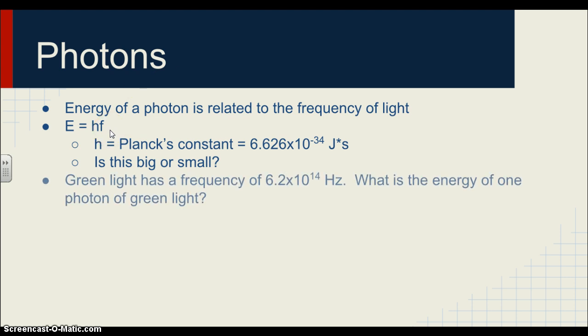So let's try one. Green light has a frequency of 6.2 times 10 to the 14th hertz. What is the energy of 1 photon of green light? Go ahead and pause the video and work on that. When you come back, we'll have the answer.